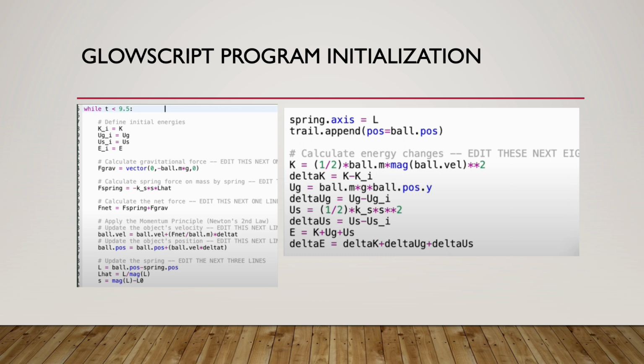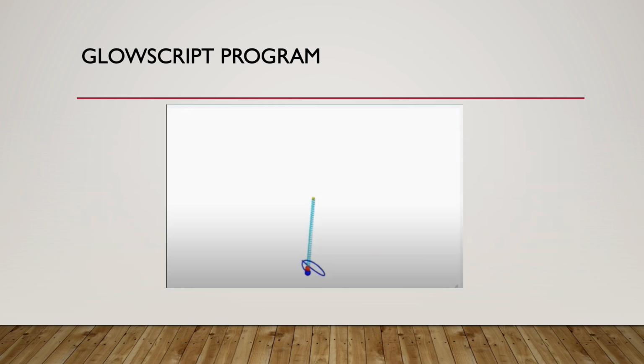In the while loop of the code, for each step, I calculated the gravitational and spring forces to find the net force. I updated the object's velocity and position from this data, and then updated the spring information based on the new position of the weight on the end. And I calculated the kinetic, gravitational, spring, and total energies and their changes in the GlowScript program.